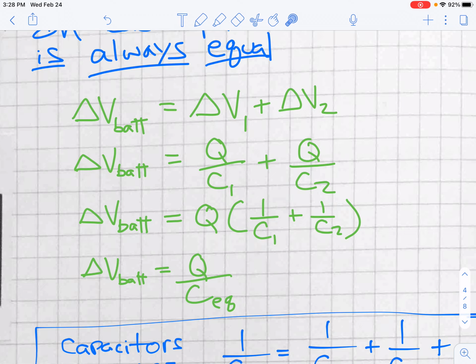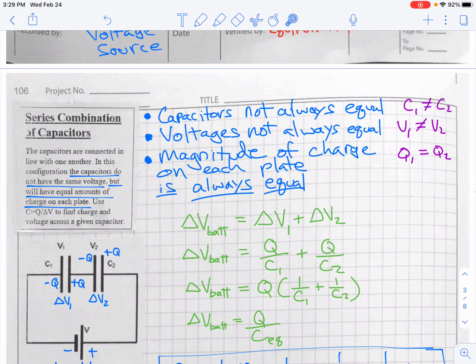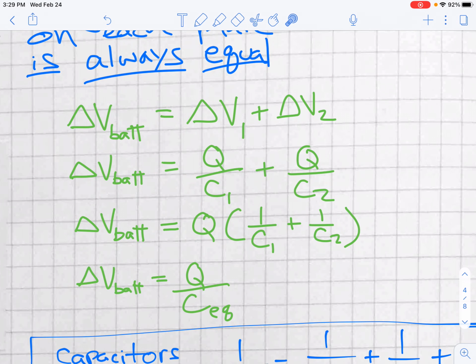C is Q over V, or if you rearrange that, V is Q over C. I don't need to put a 1 and a 2 on the Q's, because remember, the Q's are the same. I can factor out the Q's. When I factor out the Q's, that leaves me 1 over C1 plus 1 over C2, and that is 1 over C equivalent. Why is this C equivalent on the bottom here?